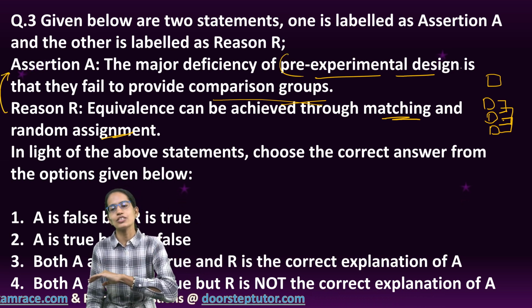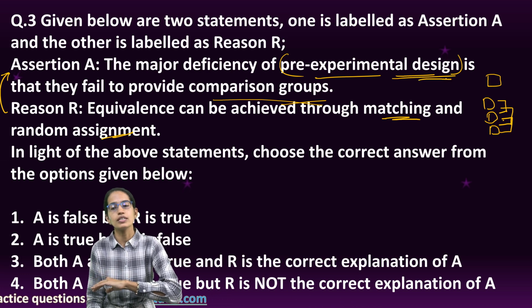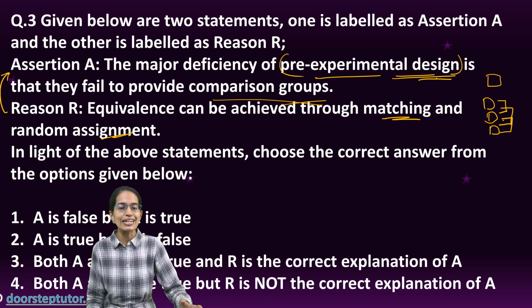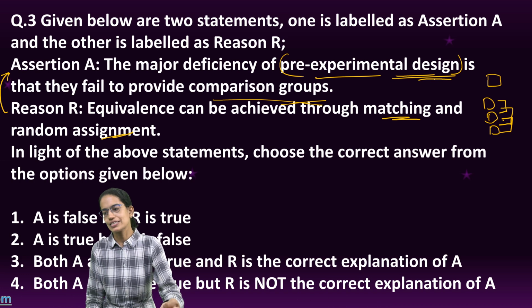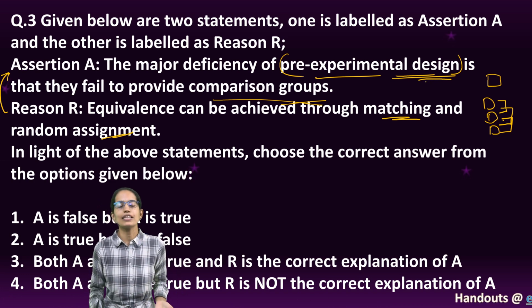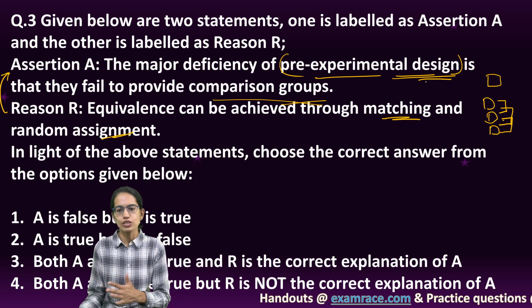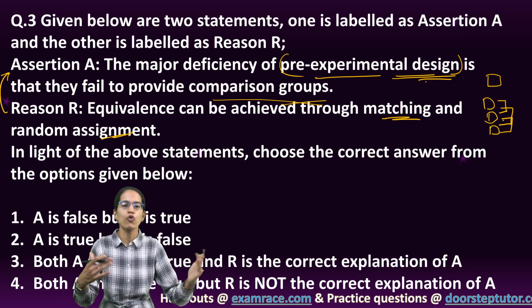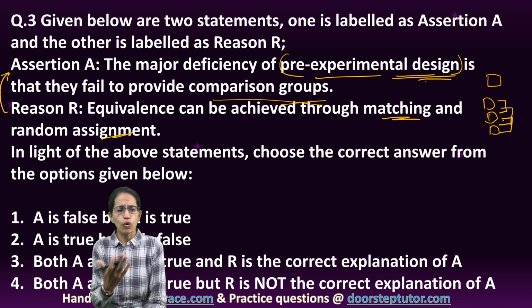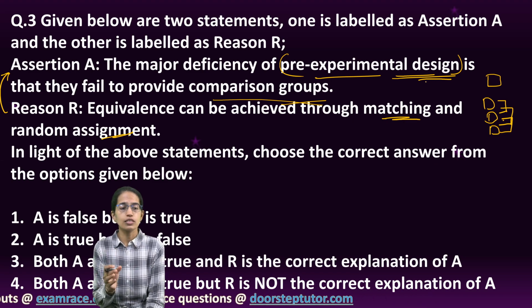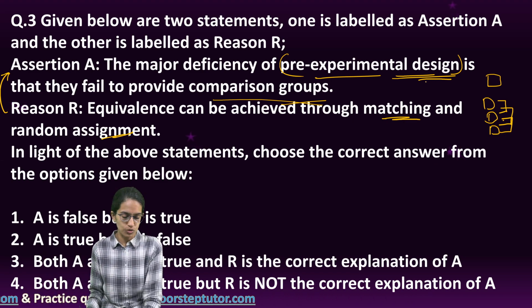In our detailed lectures on Paper 1, we have covered it in more detail, all 3 experimental designs and their subtypes. So under pre-experimental, you have the one-shot case study and the one-group pre-test post-test design, where the same group is tested before and after, and so on and so forth. In all of those, the major deficiency is we do not provide a comparison group.